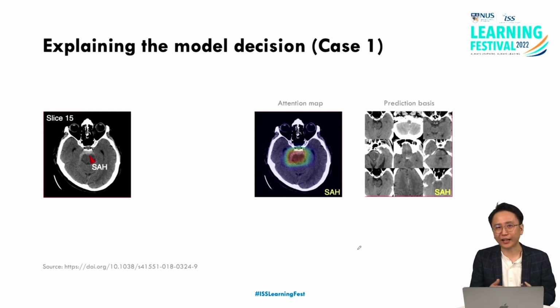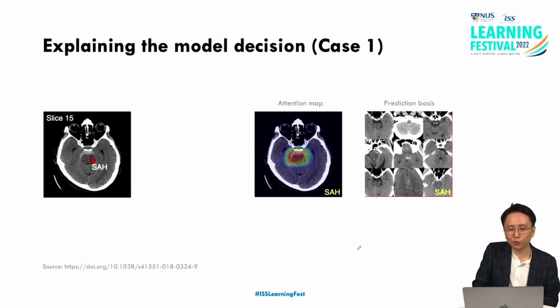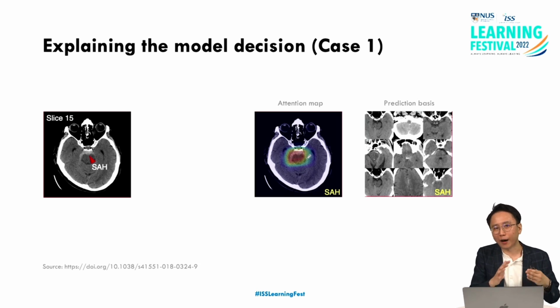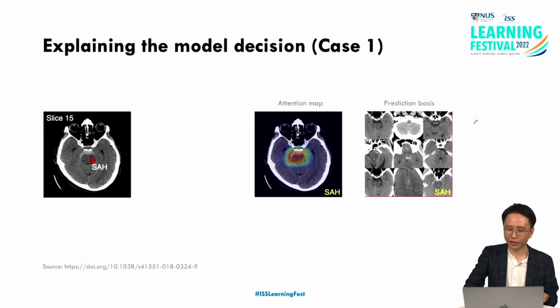And we can see that the AI almost uses the same area labeled by the expert to make the judgment. And beyond that, the AI also lists out 9 examples that it thinks are relevant to the class it classifies.